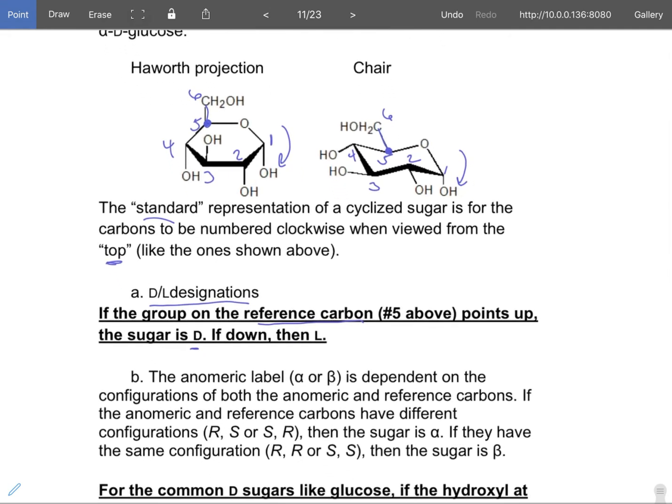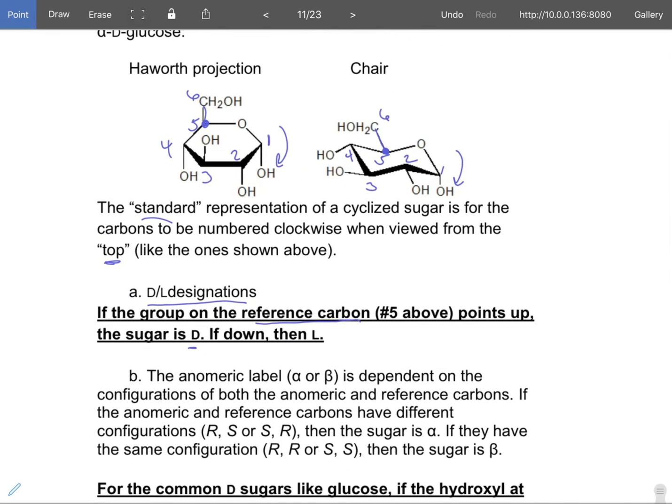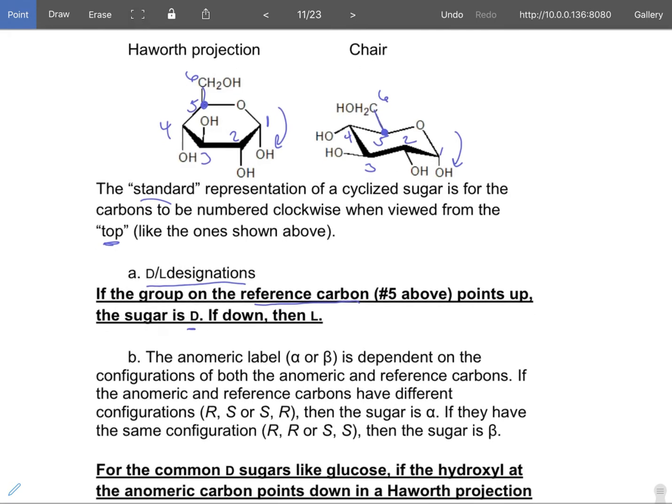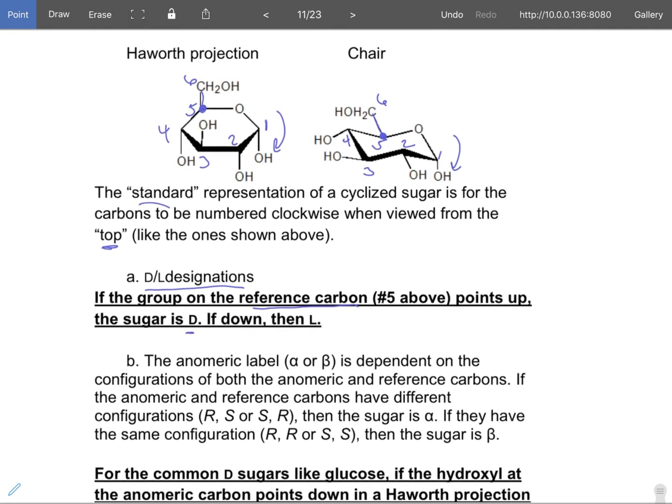And so then also alpha and beta, here are some of the important take-home messages. I've bolded and underlined things, so that tells you how important they are. As far as the alpha or beta configuration, that's actually dependent on the configurations at both the anomeric and the reference carbons. If the anomeric and reference carbons have different configurations, one is R and one is S, or one is S and one is R, then the sugar is going to be alpha. But if they have the same configuration, both R or both S, then the sugar is beta.